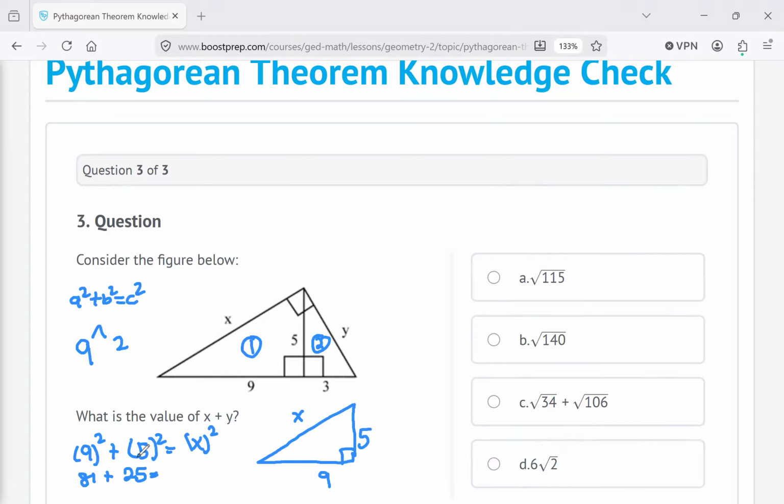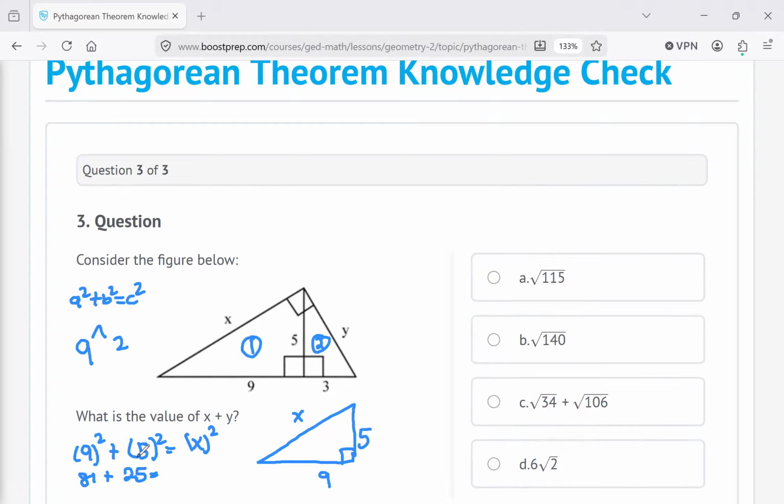And then you get x squared, and then solve for x. You're going to take the square root. So x is the square root of 106. Let's just leave it like that for right now. So this length here is the square root of 106. Now let's look at the other triangle, triangle 2. If you want to redraw it, that's fine. On this triangle, this is 3, this is 5, and then the hypotenuse is 5.